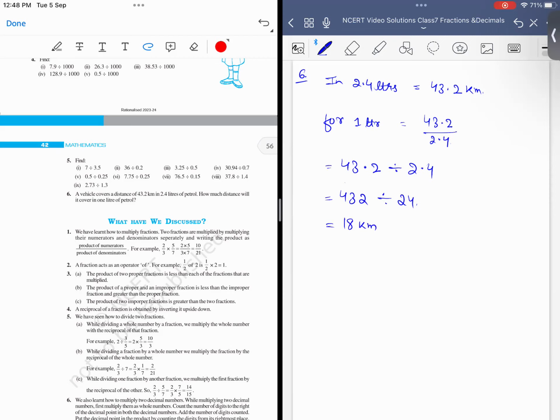Or you can do it with the same method. You first write down 432 in fraction form divided by 24 upon 10. So 432 by 10, division changes to multiplication and reciprocal. So 10 and 10 got cancelled, factor out, and 24 into 432, 18 times. So either way, we are getting the same answer.